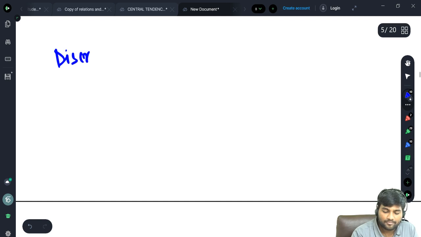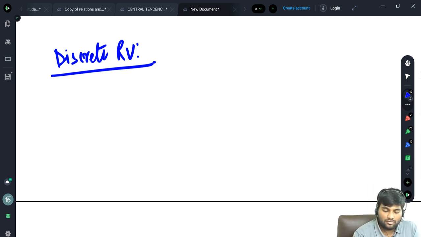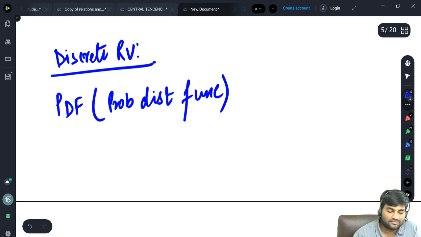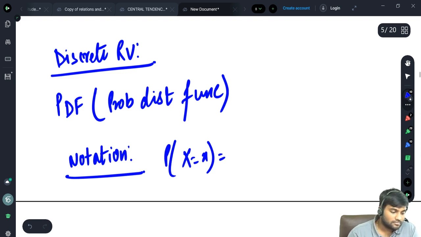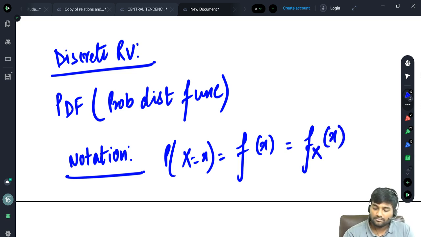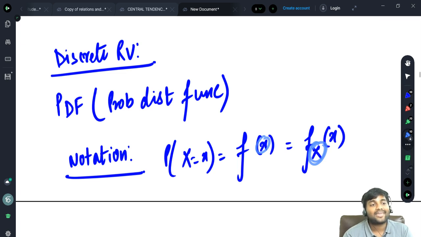Next, put the heading discrete random variable. PDF. Write the full form, probability distribution function. So notation is probability capital X is equal to small x, which is equal to f(x), which is equal to fX(x). Please write it properly. Capital X is the random variable, and small x is the dummy variable. Small f means PDF, capital F means CDF. CDF full form is cumulative distribution function. Don't write it now, we'll do it later.